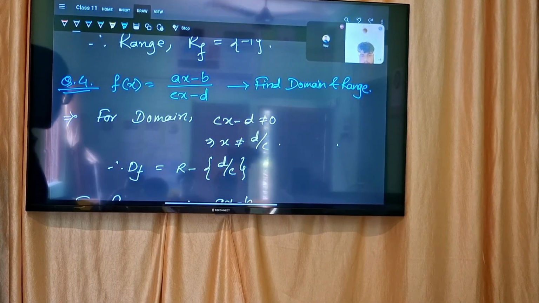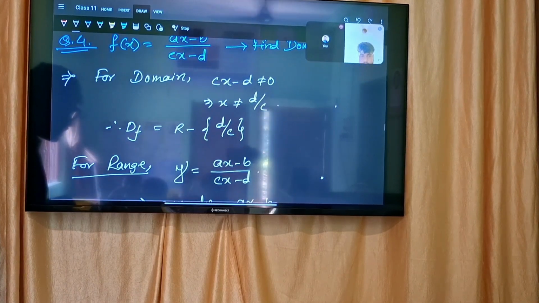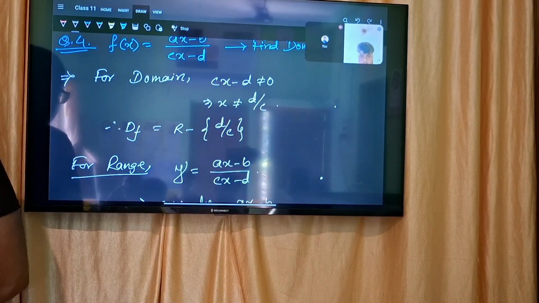How will you find the range? x equal to y... y equal to f(x), then y equal to (ax minus b) by (cx minus d). It is not possible to cancel out like that.